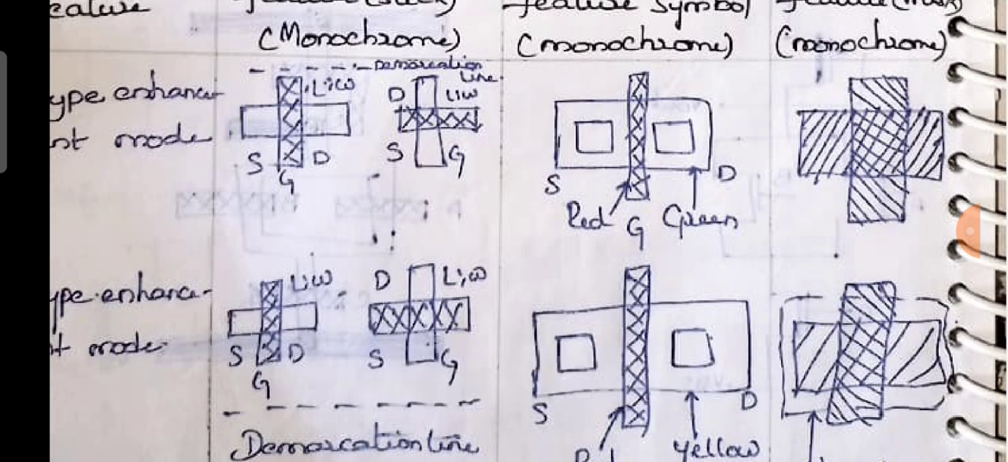These are some monochrome encoding representations. If you are having any doubts, you may ask. Is it clear, all of you?